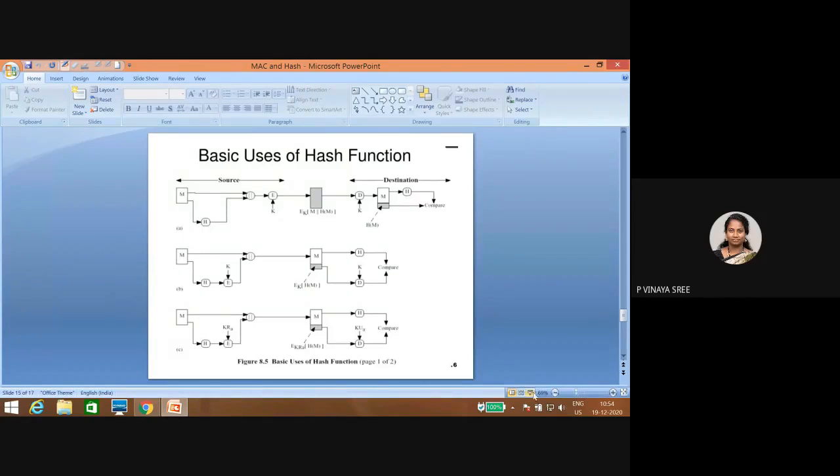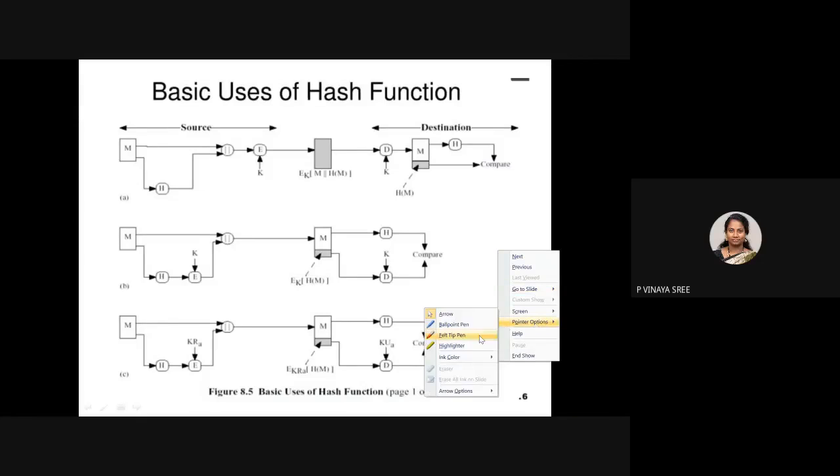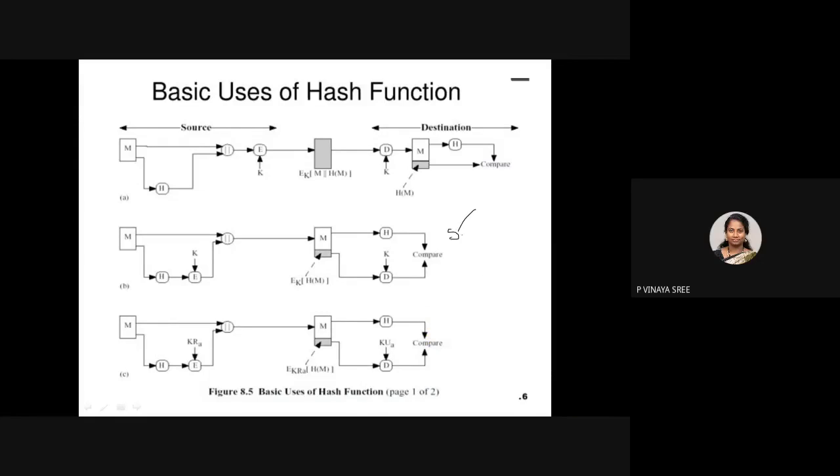And the other way, you can even go for asymmetric also. So symmetric and asymmetric keys you can use for providing services called authentication and confidentiality for hash functions. In this one you are using a symmetric key for providing this, and this is also a symmetric key.